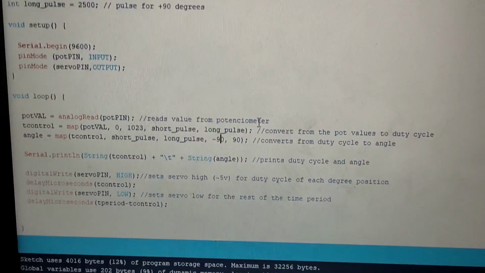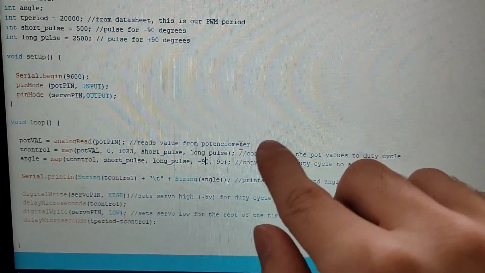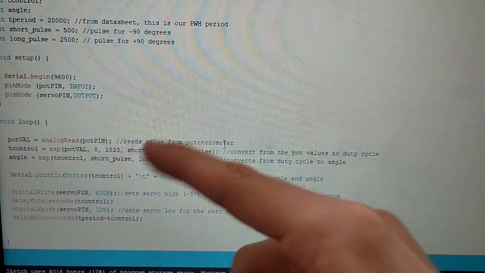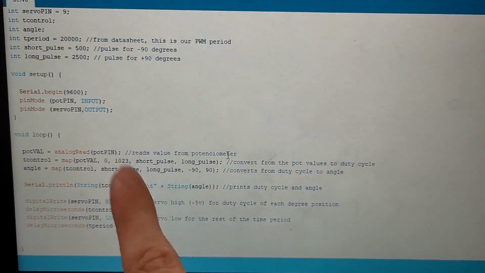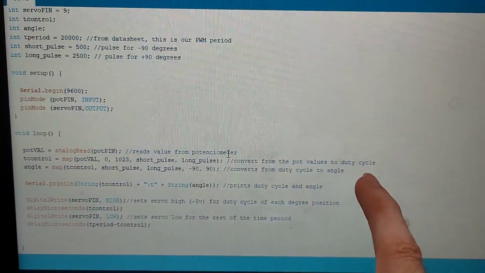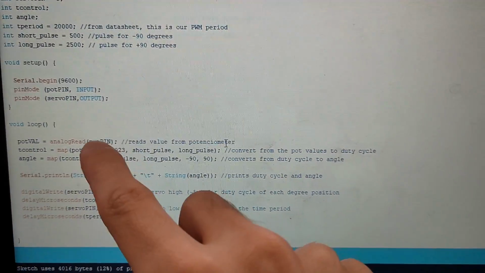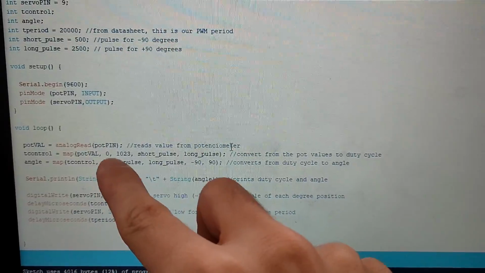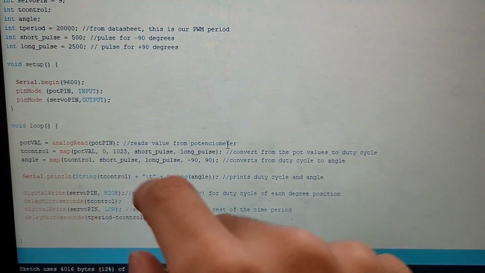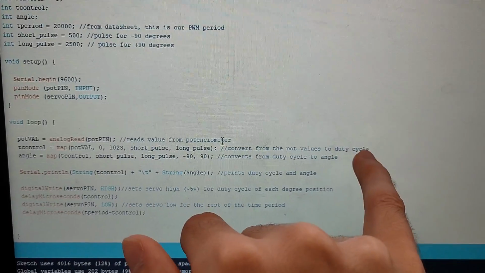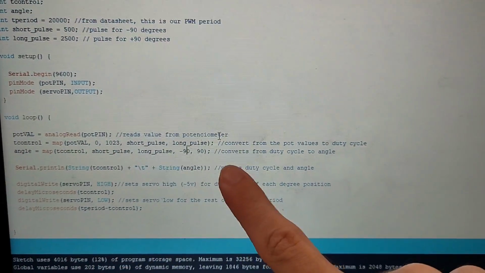The first thing we do in the loop function is read the value coming from the potentiometer, which we will be varying over time, and then we convert that value into the duty cycle in microseconds. The potentiometer value goes from 0 to 1023, and by using the map function we can convert that to a duty cycle in microseconds, and we do the exact same thing for the angle, as you see here.